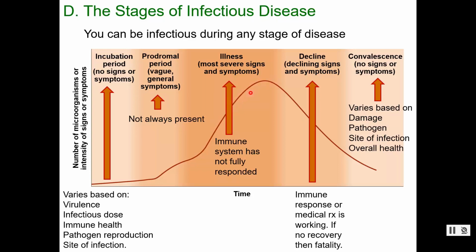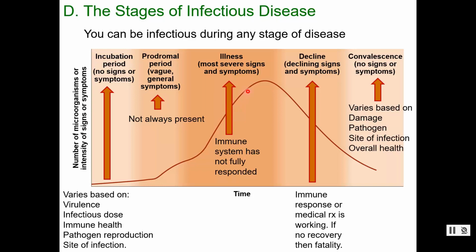Your immune system has not really responded. This is a disease you've never seen before. Your immune system is checking it out, seeing if it does a response, and the numbers of bacteria or pathogen are overwhelming the immune system, which has not fully responded. This is considered the illness period.